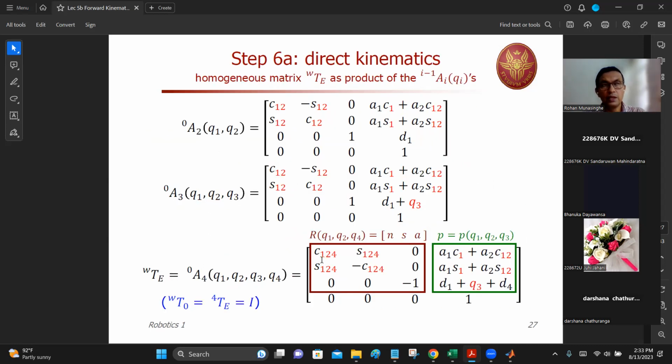And then the top left 3 by 3 matrix over here, right? This is the orientation, so how frame 4 is oriented with respect to the base coordinate frame. That is given over here in terms of three vectors. The first vector is the normal vector, sliding vector, and approach vector, or some sort of orientation. We can get back to that in a while.